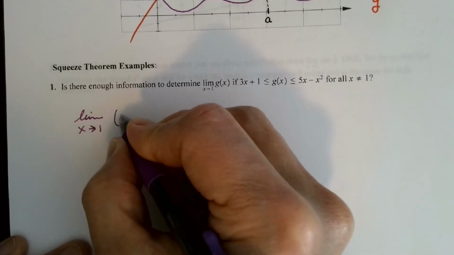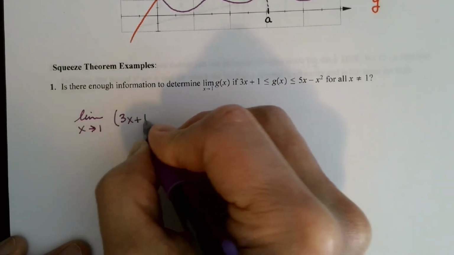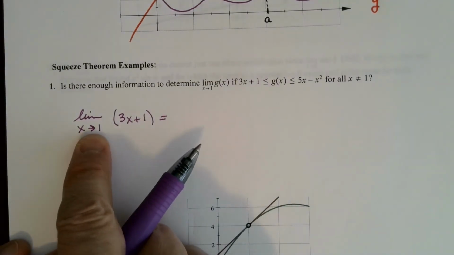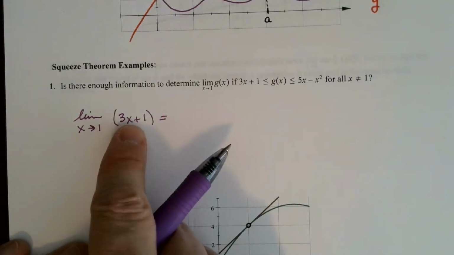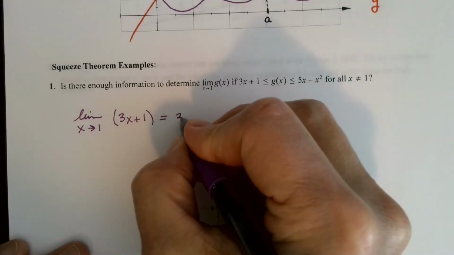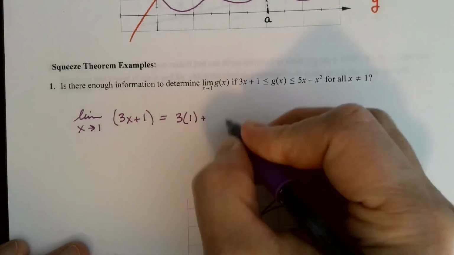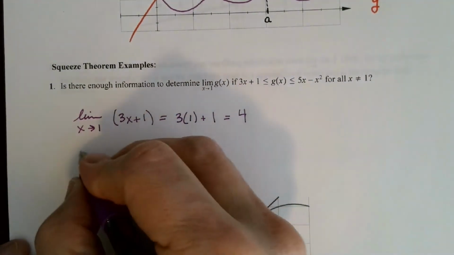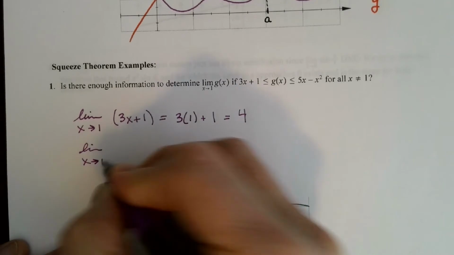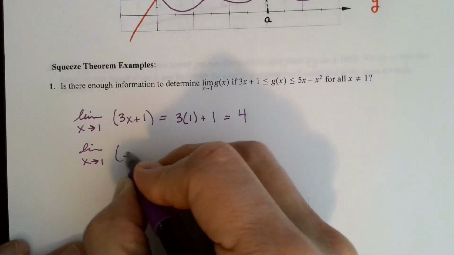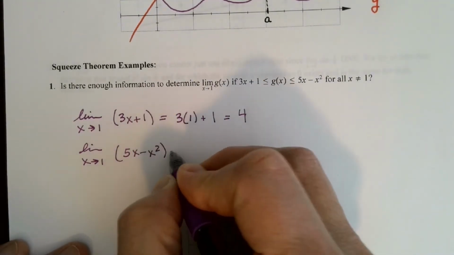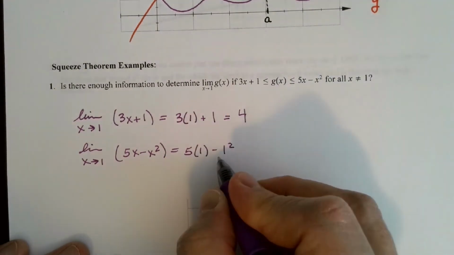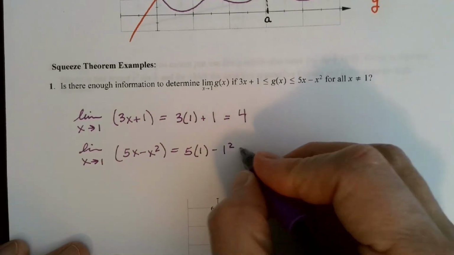So the limit as x approaches 1 of 3x plus 1, what's that going to be? Well, again, this says x is approaching 1, so it's never equal to 1. However, 3x plus 1 is a continuous function at 1, and I can plug in directly and get the value of this limit, and I get, of course, 4. Also, the limit as x approaches 1 of this function, that's continuous at 1. I can plug in 1 directly, and I get 5 minus 1 squared, 5 minus 1, also 4, right?